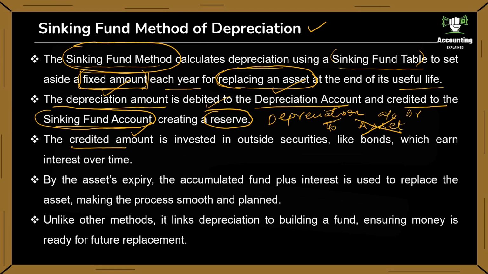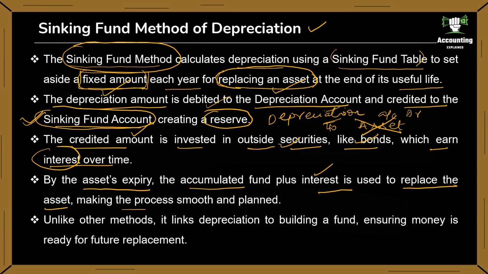The credited amount is invested in outside securities, like bonds, which earn interest over time. So this amount is credited to the sinking fund account, and that amount is going to be utilized to invest outside in investments like securities and bonds, and those investments are going to fetch us interest over the life of the asset. By the asset's expiry, when the asset becomes obsolete or when the life of the asset gets over, the accumulated fund plus interest, that is the total sinking fund amount plus the interest, is used to replace the asset, making the process smooth and planned.